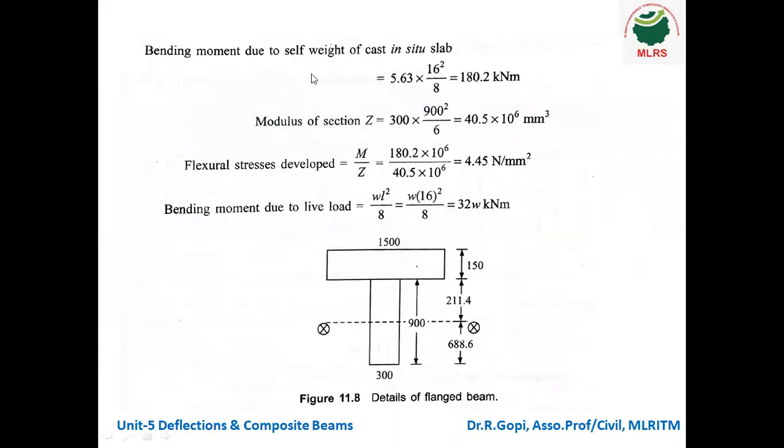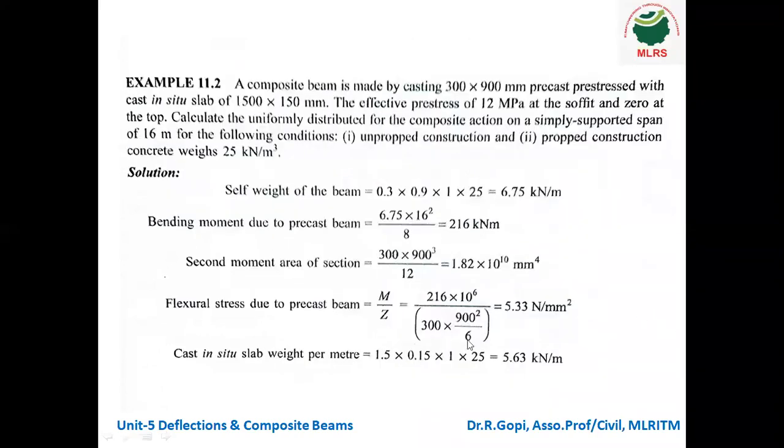Next, coming to bending moment. Same formula, WL square by 8. So 5.63 into 16 square by 8, we got 180.2 kilonewton meter. Next, the corresponding section modulus, BD square by 6, which we already found. Here you can see BD square by 6.